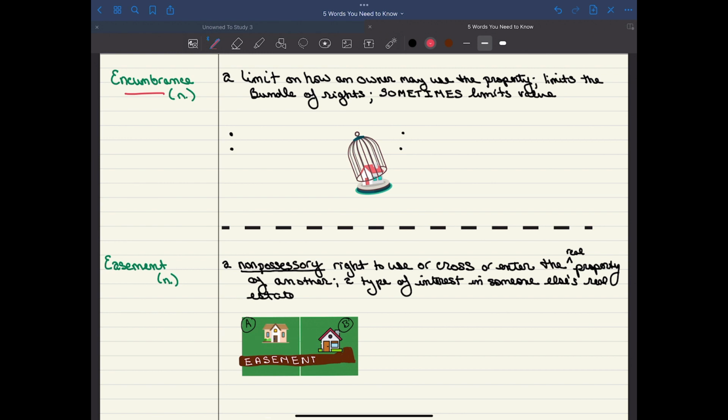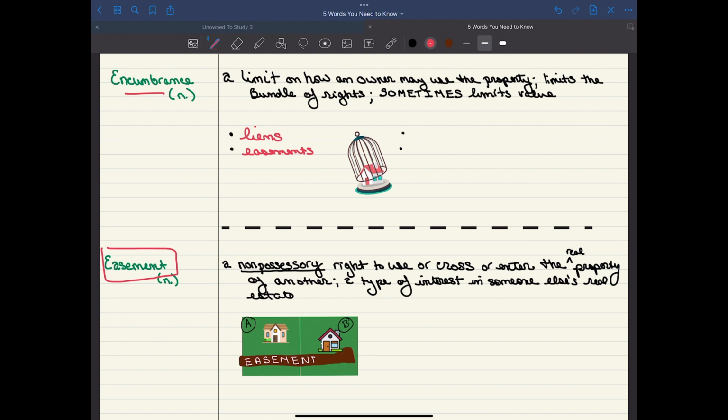What are some examples of encumbrances? Well, liens. Liens aren't necessarily going to limit how you use the property, but they are going to definitely affect the value. Another type of encumbrance that we'll learn about in this class is going to be easements. Now, I mentioned easements a moment ago, and I'm going to talk about easements in a second, but an easement is a type of encumbrance.